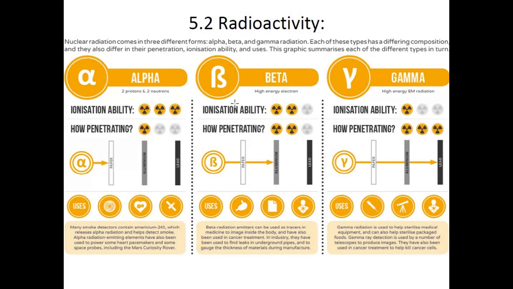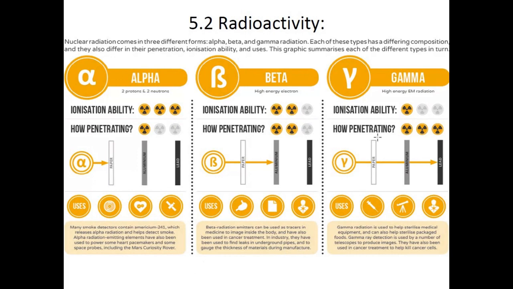The beta particles have lesser ionization ability as they are only high energy electrons. Their penetrating power is also medium. They can be stopped by a millimeter thick sheet of aluminium. They can be used as tracers in medicine to take images of inside the body. They have also been used in cancer treatments. In industry, they have been used to find leaks in underground pipes and to gauge the thickness of material during manufacture.